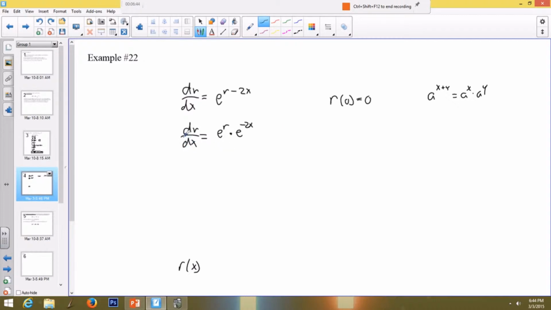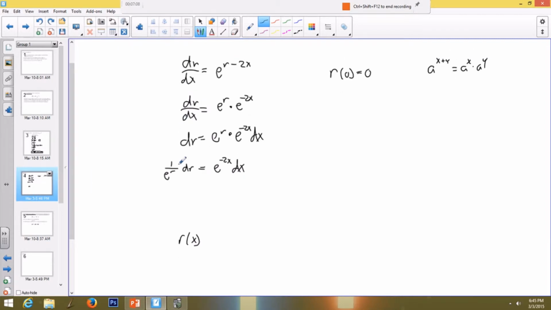So I want to get my x's on one side and my r's on the other side. I'm going to multiply both sides by dx, and I got dr equals e to the r times e to the negative 2x dx. And then I'm going to divide both sides by e to the r. So I'll have 1 over e to the r dr equals e to the negative 2x dx. All right, looking good so far.